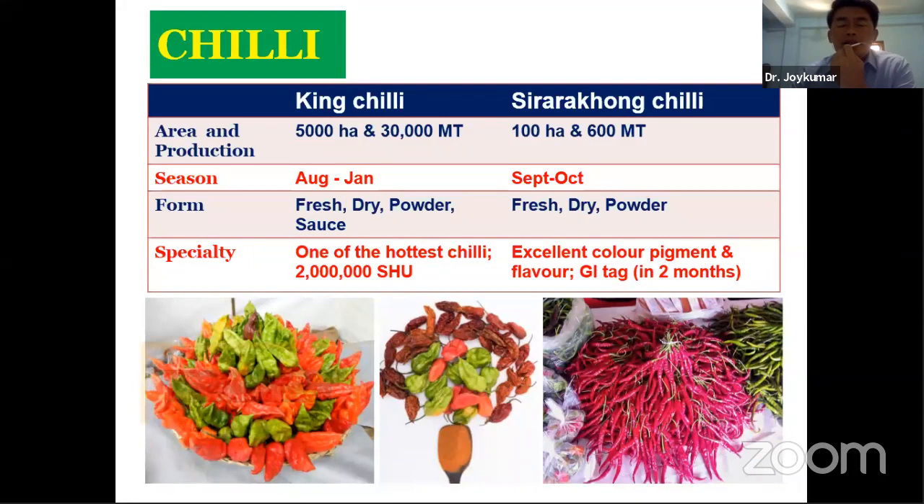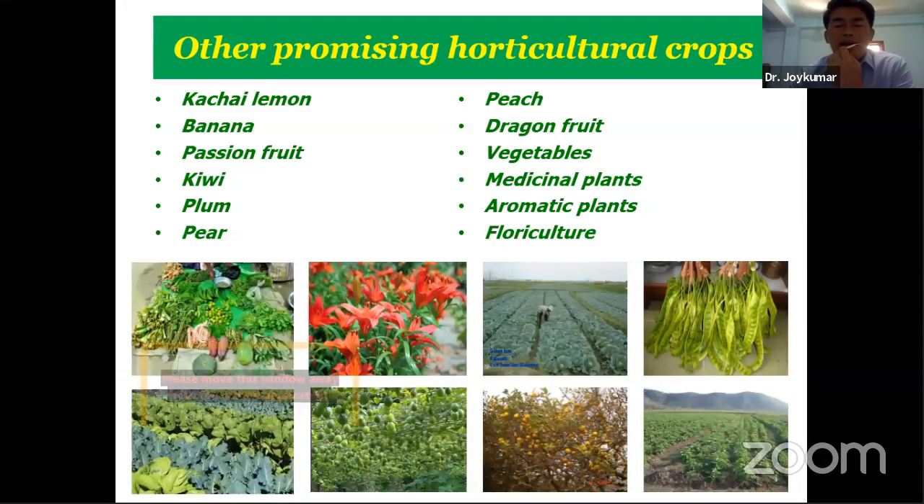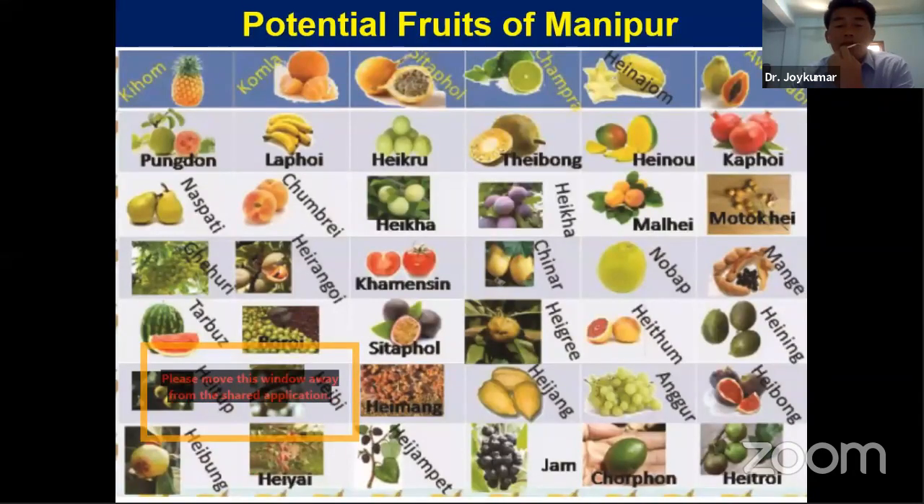Are there promising horticulture crops? Again, there are many. When one plans to become an entrepreneur, I have to see what is available around me. Because with only processing of pineapple or only processing of orange, I cannot become a successful entrepreneur. These crops are all seasonal: one crop for 2-3 months, then another crop for 3-4 months. So one has to select 2-3 crops so that the entrepreneur can engage himself all through the year. Only then will he become a successful entrepreneur.